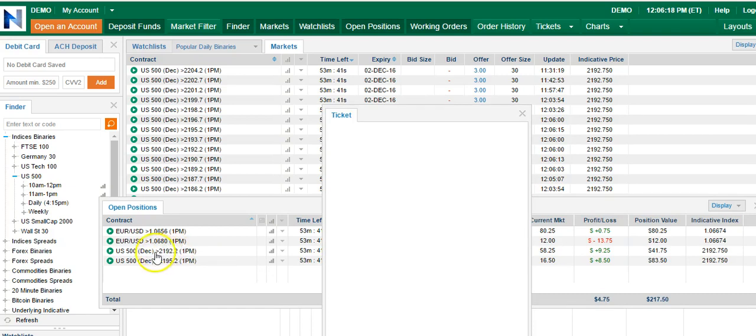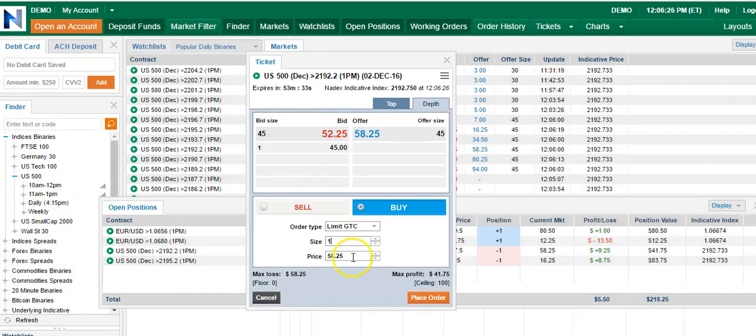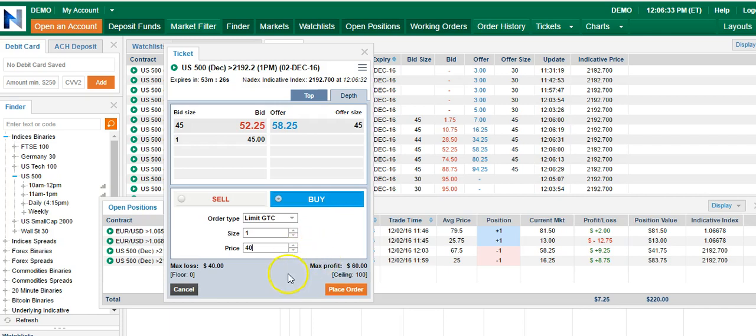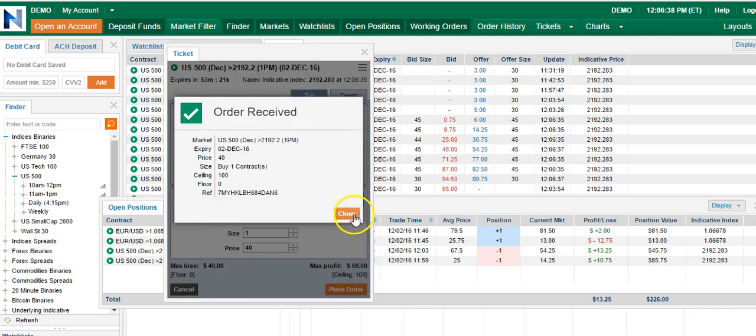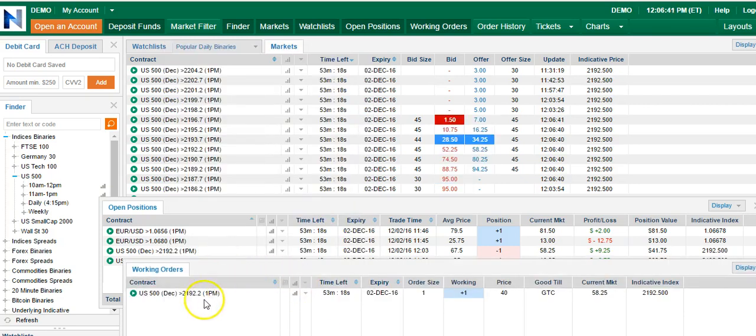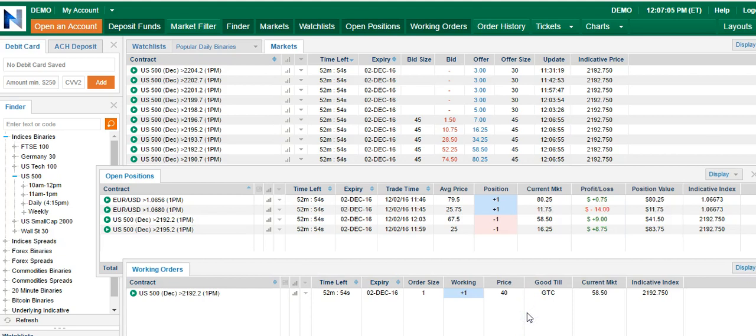So again, click on the particular line there. Again, the ticket will pop up. It'll pop up in the opposite direction. So again, in this case, a buy. And I can say I'm willing to buy this contract for $40. So, and then hit place order. And you will see in my working orders that I am willing to buy this particular contract for $40. It's currently at $58, so I'm up by about $9 on this particular thing. But if it does fall to $40, this particular contract would exit, and I would get the difference there, and make $25 or something like that on that particular trade. So that is how to sell a contract on Nadex.